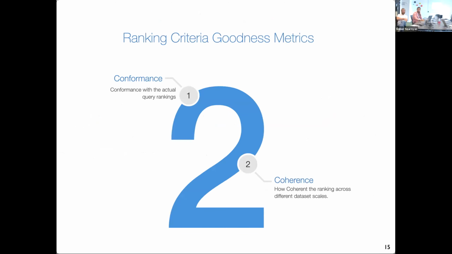The same goes for ranking by format and ranking by partition. And this brings us to the question of how we can assess the goodness of ranking criteria. Are there any metrics? In our work, we use two metrics, the conformance metric and the coherence metric. Conformance is conformance with the actual query rankings, and coherence is how coherent your ranking criteria are while you scale up to larger data sets.